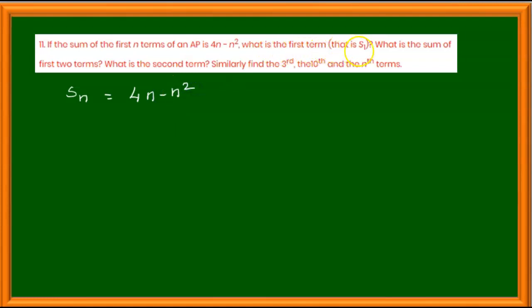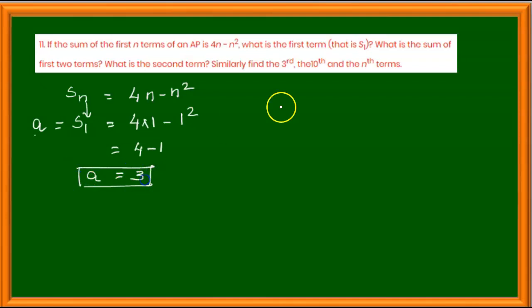What is the first term? The first term is S1, because with only one term, the sum of terms is also the first term. That's why we are writing here a is S1. Simply replace n with 1 to get the first term. So 4 into 1 becomes 4, minus 1 square becomes 1. So the first term we get is equal to 3. A is equal to 3.